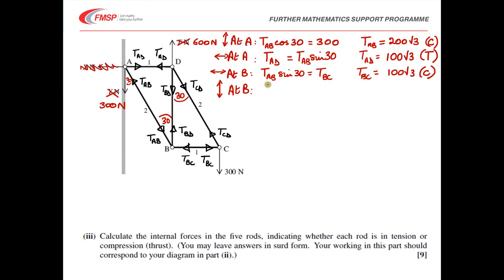Vertically at B, we've got TAB again, but this time cosine 30, downwards. That's going to be equal to all of TBD upwards. So TBD is going to be TAB times root 3 over 2, which is going to be 300 newtons. And again, we've got TBD in the diagram here shown as a tension.